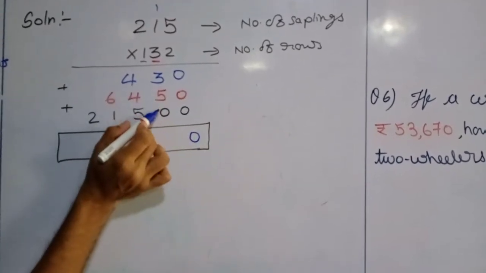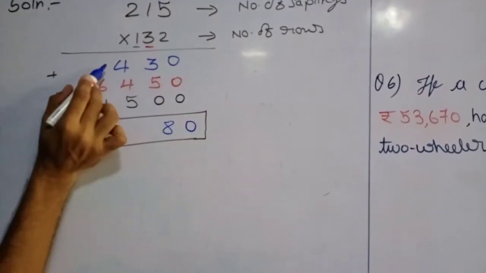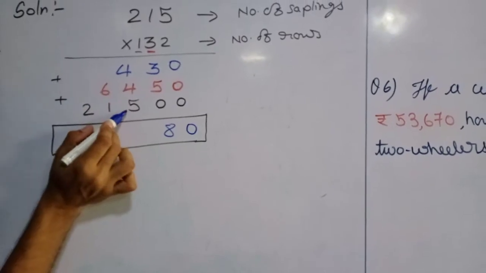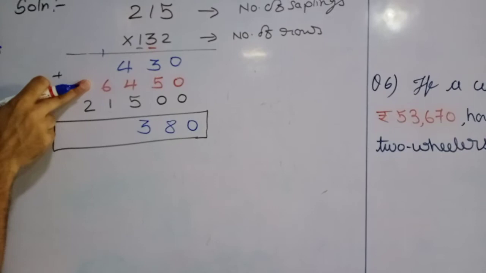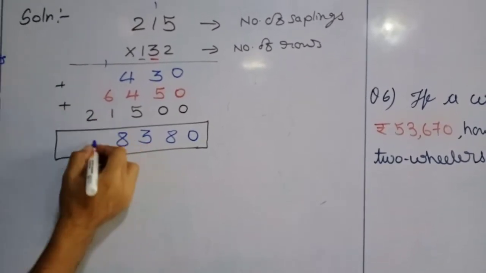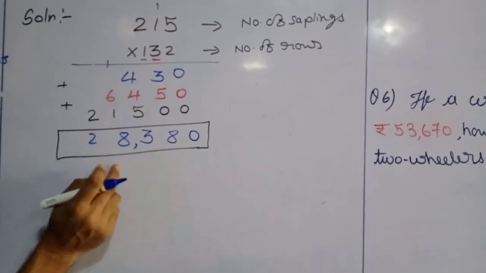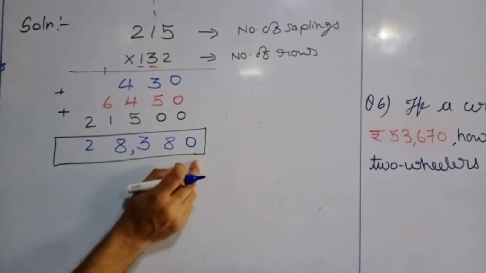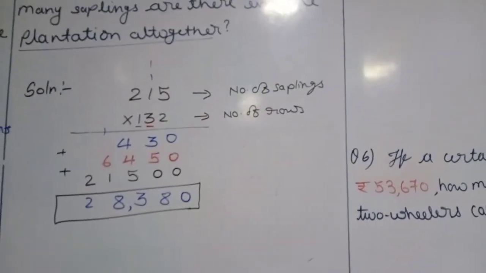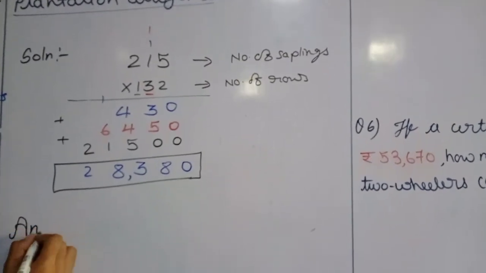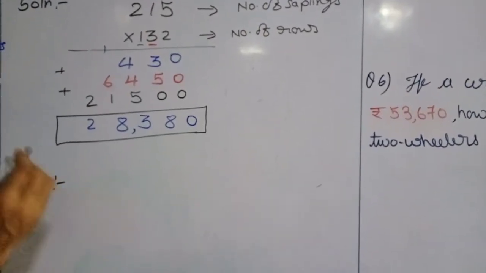3 plus 5, 8 plus 0, 8. 4 plus 4, 8 plus 5, 13. 1 carry, 1 plus 6, 7 plus 1, 8, and 2 as it is. So that is 28,380. What is this? That is nothing else. That is the answer they are asking. We have to write it in the same form.